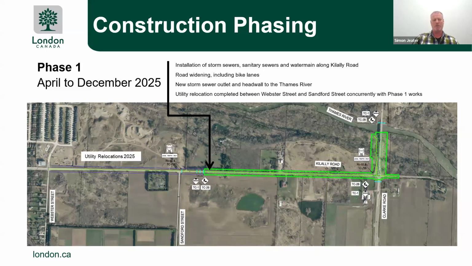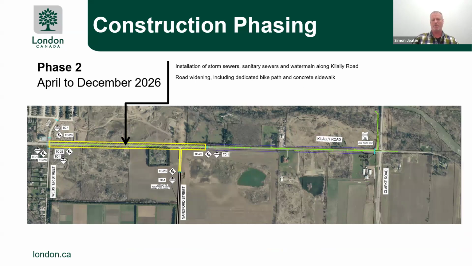Utility relocations are going to be occurring in the west limits between Webster and Sanford. There are some hydro pole relocations, some Bell and some gas in this vicinity. So again, our first stage of the work will focus in this highlighted green area.